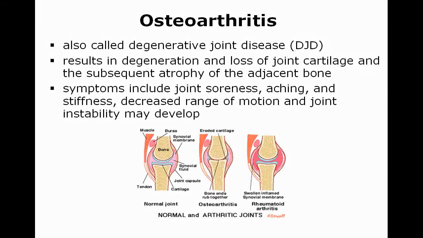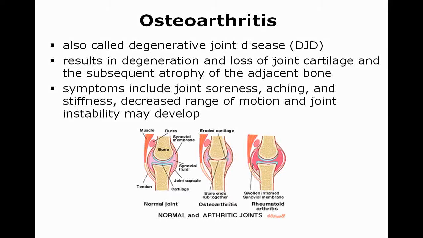There's degeneration and loss of joint cartilage, and then atrophy of the adjacent bone. Atrophy, the bone just deteriorates there. Great picture here showing the normal joint and the joint of someone that has osteoarthritis with the eroded cartilage there. And I'll come to rheumatoid arthritis in just a few minutes. The picture's given there of the rheumatoid also. Certainly the person's going to have pain of the joints, soreness of the joints. And it just develops as a part of the normal wear and tear on the joints.